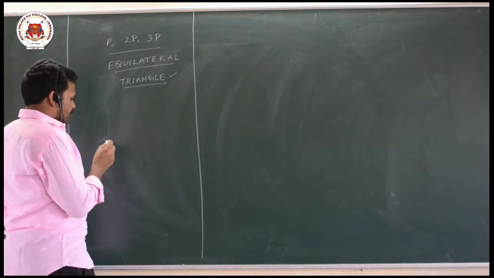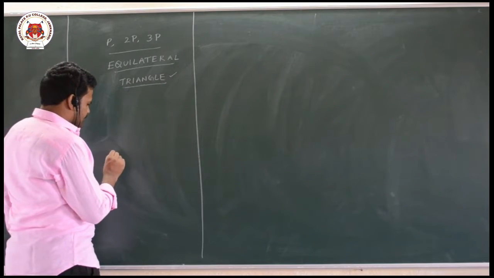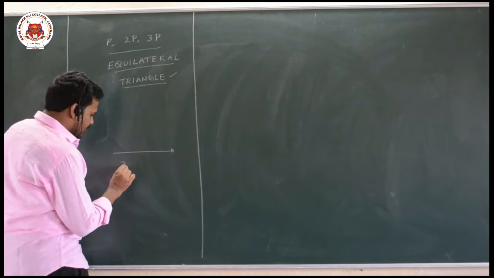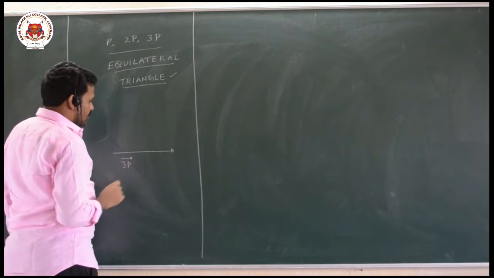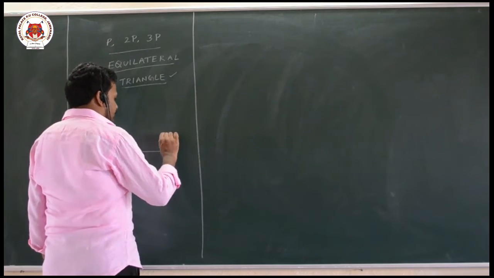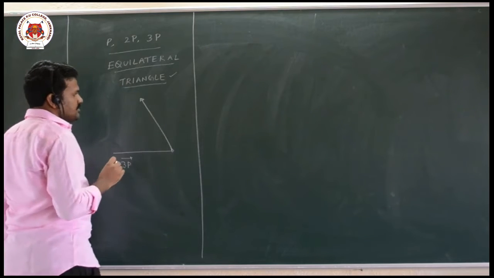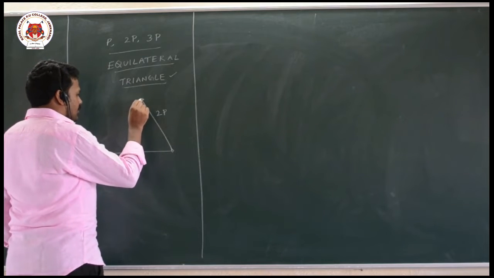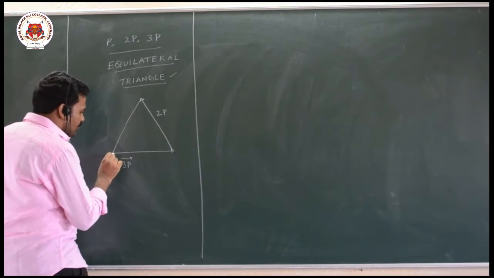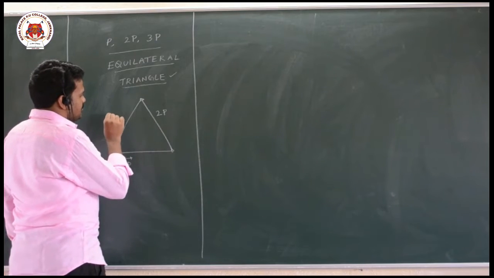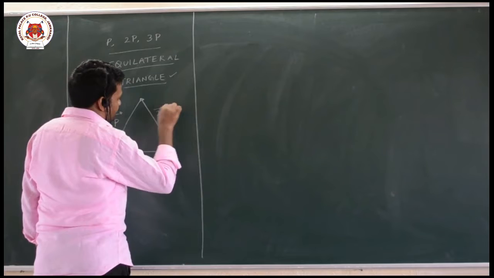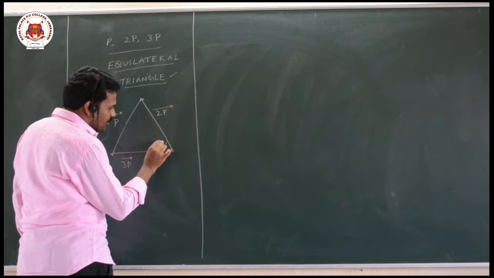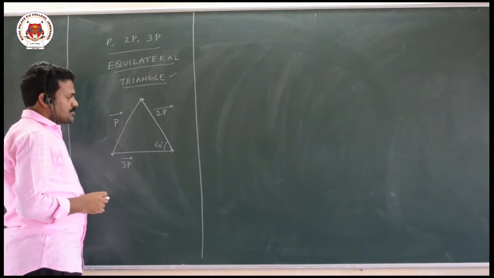So first I am taking the vector 3p in this direction. This is 3p bar. This is 2p and this is p. This is p bar. This is 2p bar. So according to the given question, this angle will be 60. You know that all angles in an equilateral triangle are 60 degrees.